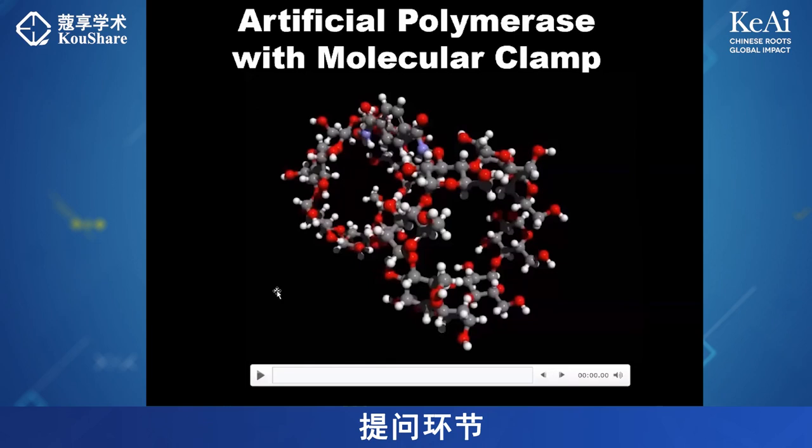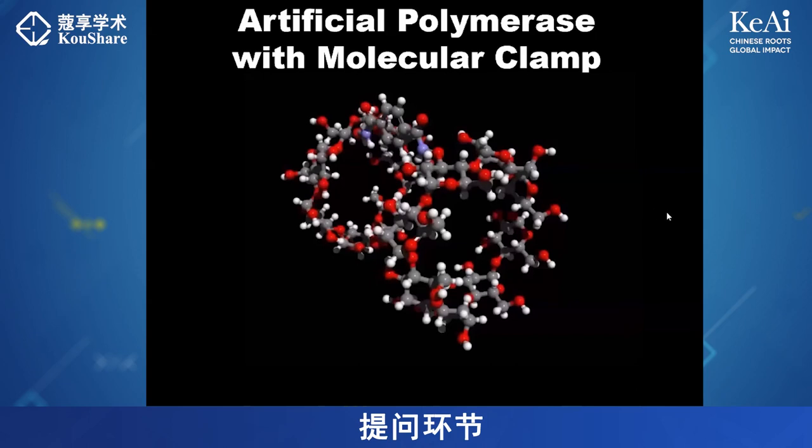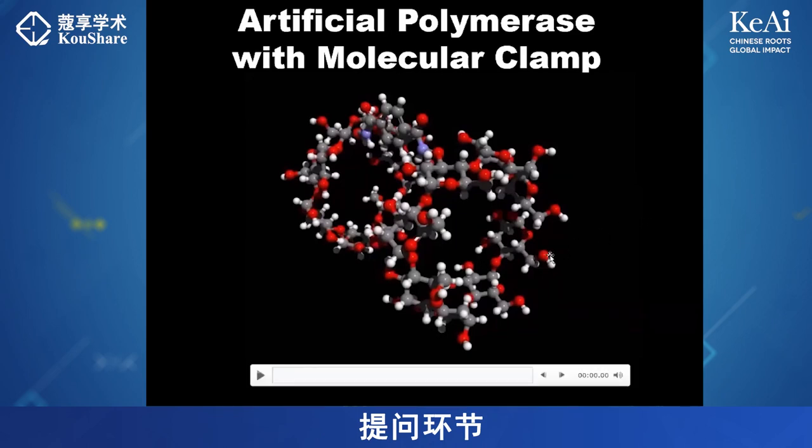This paper was published in Angewandte Chemie a couple of years ago. The artificial polymerase paper was also introduced in Nature, as a Nature hot paper, and also introduced in Chemistry World by the Royal Society of Chemistry. This is very interesting work. Yes, I was very surprised. I am still working on it, and I can attach some catalytic part to the cyclodextrin ring.